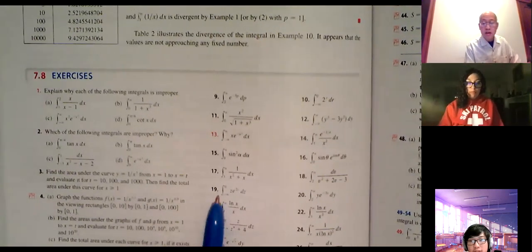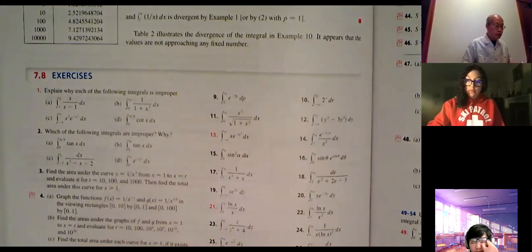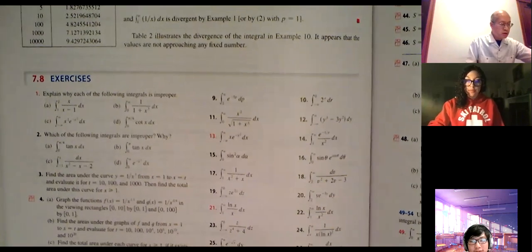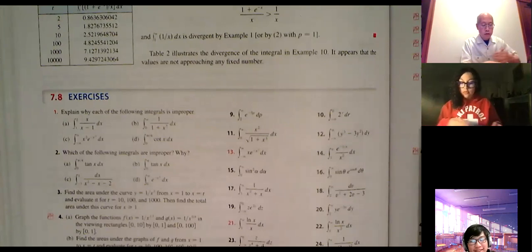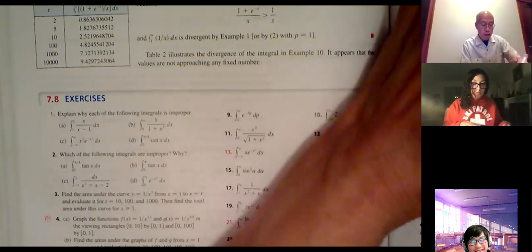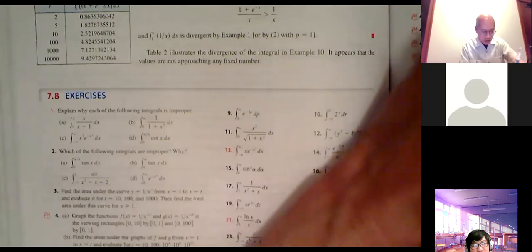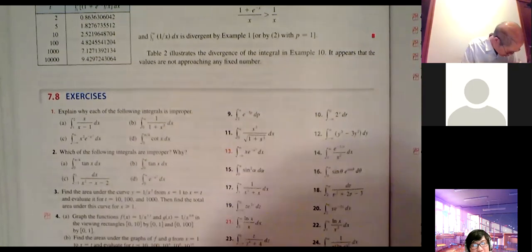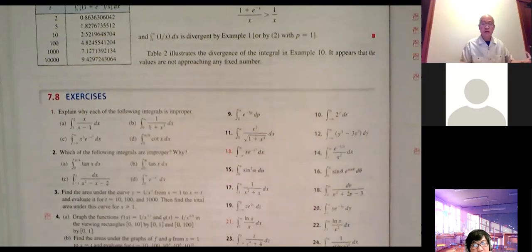Okay, 7.8, number 19. The integral of z e to the 2z dz. So that looks like we're going to have to do integration by parts. Okay, so let me write that problem down. 7.8, number 19. The integral from negative infinity to 0 of z e to the 2z dz.